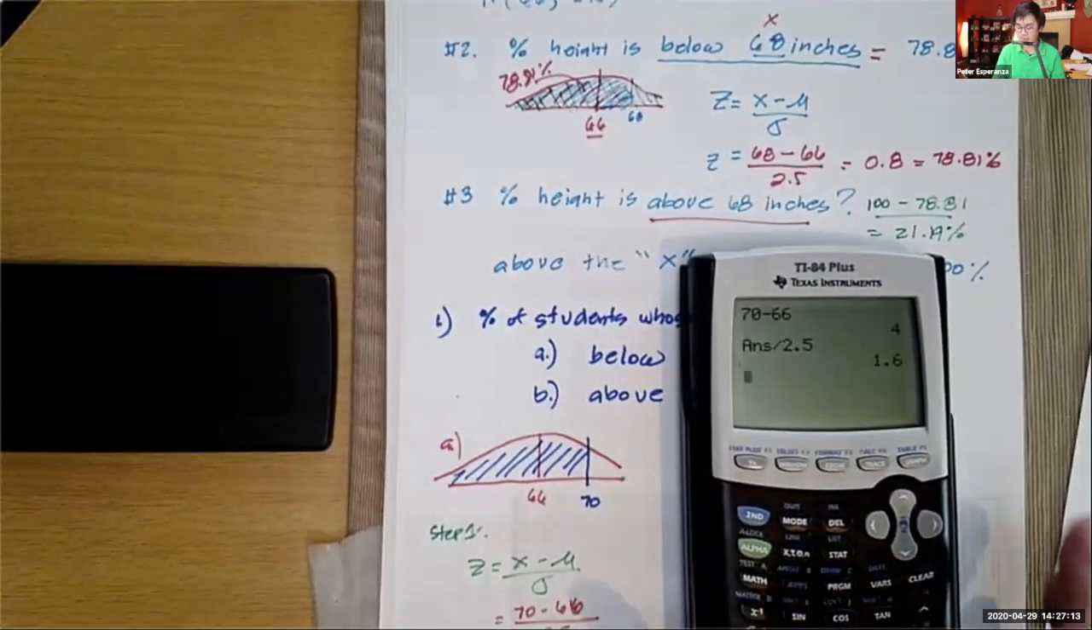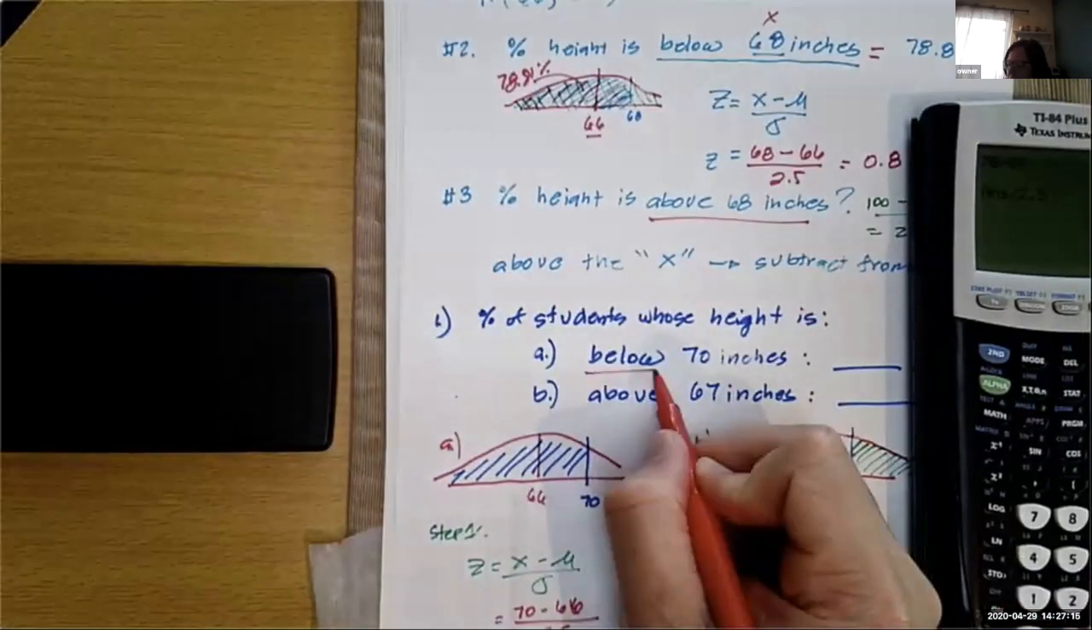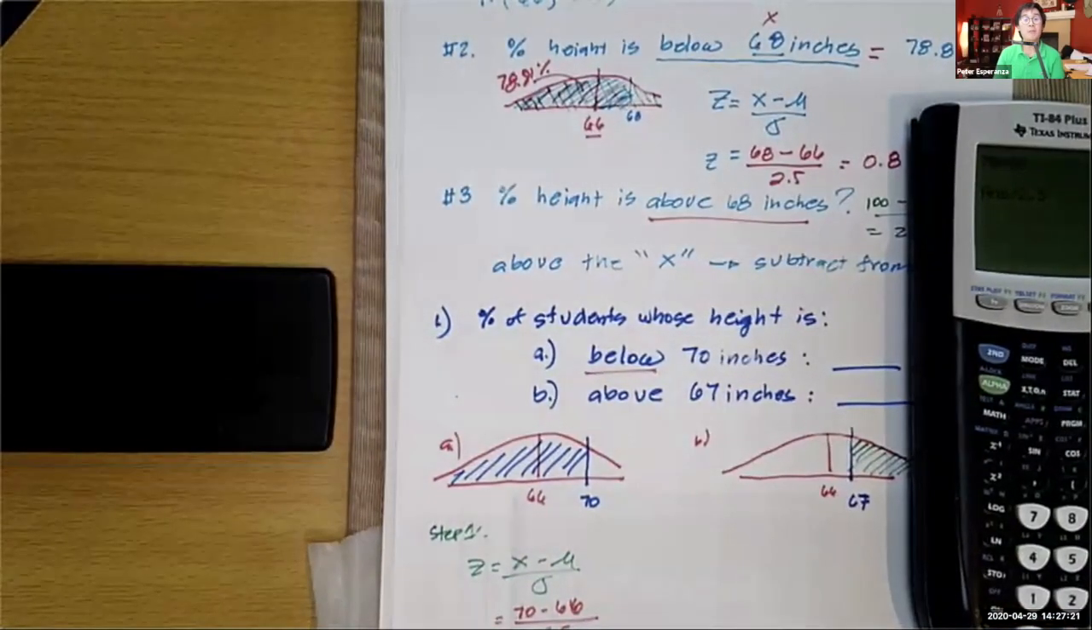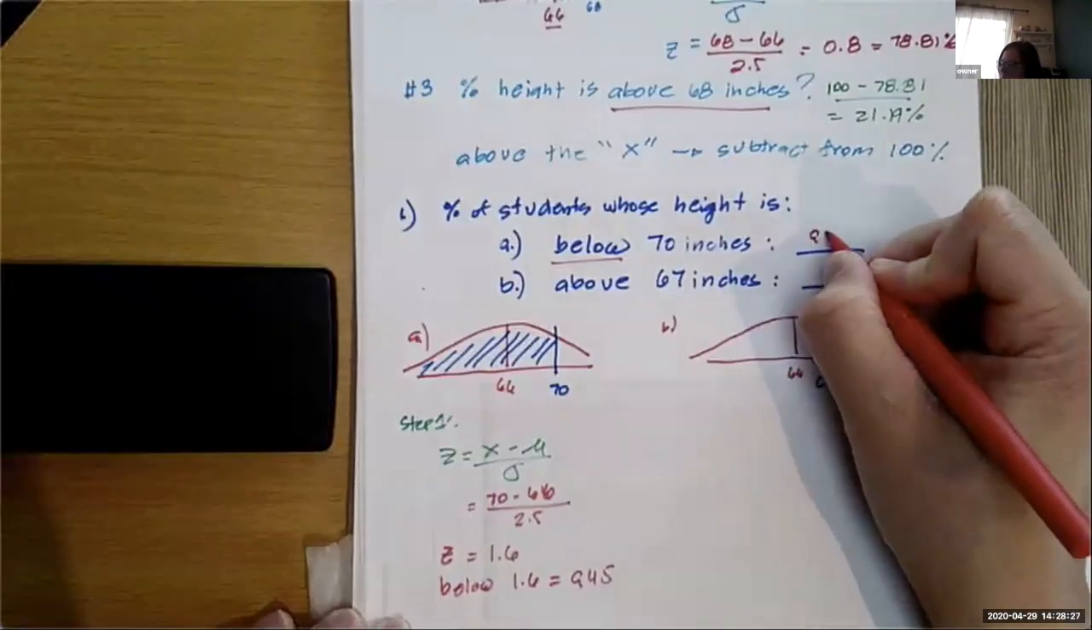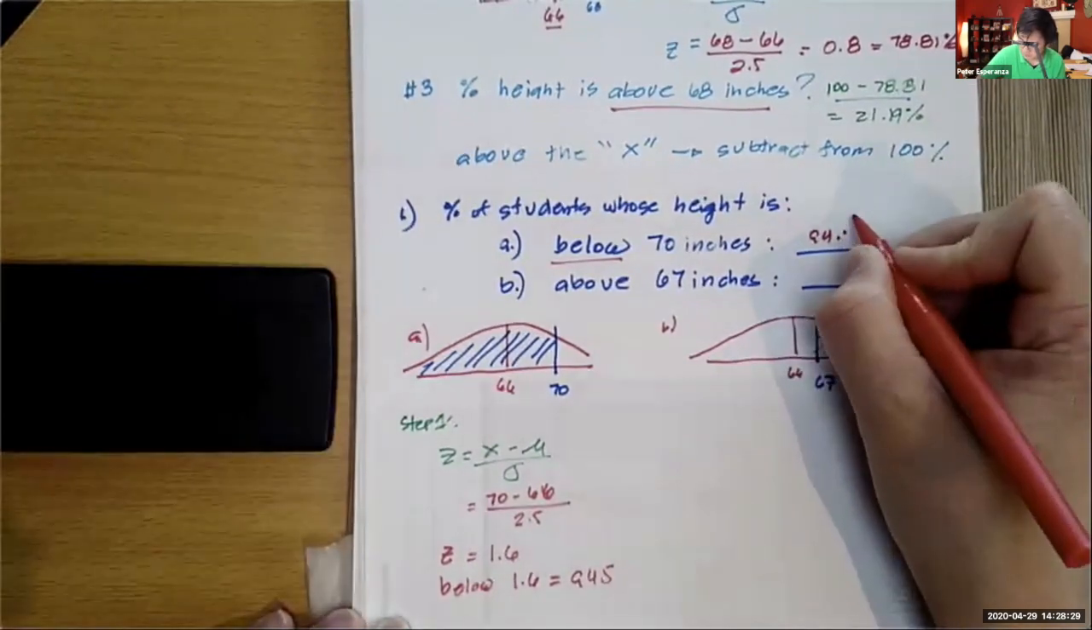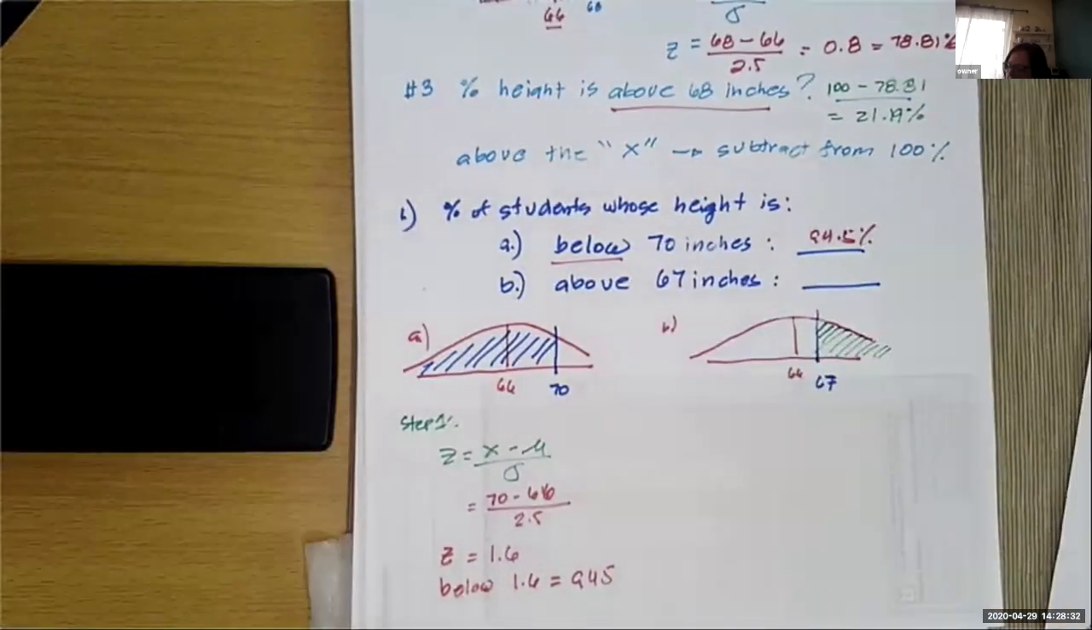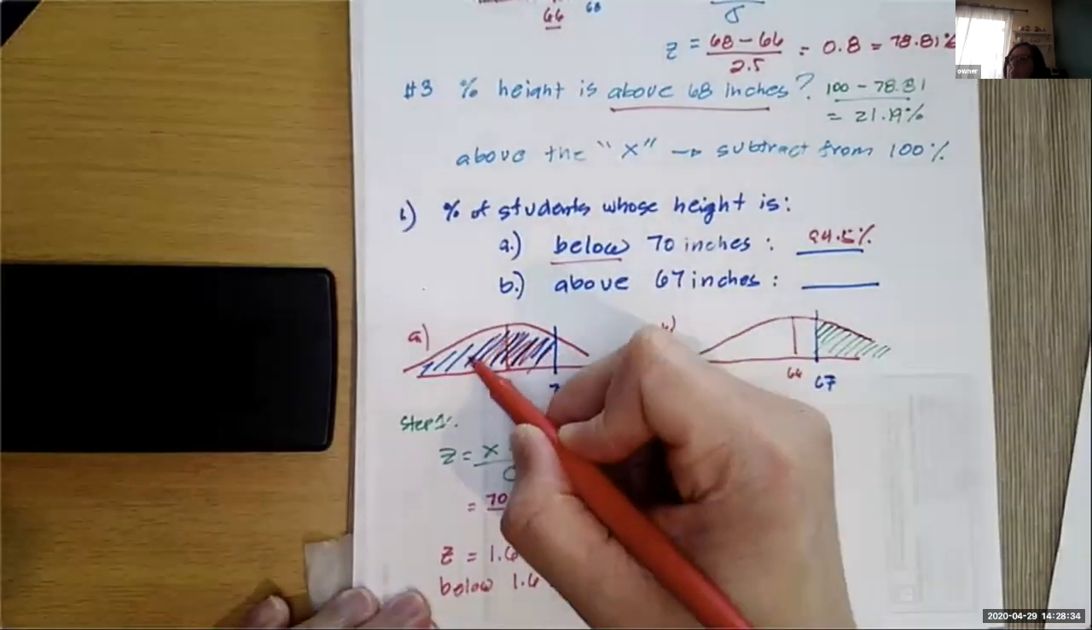Z-score is 1.6. Now, this is important. It says below. So it's below 1.6. That means whatever the value in your table, that is your area under the curve. Looking at the table, 1.6 positive. Are you seeing it? 94.52 right here. 94.5%. All right, which makes sense. It's about 50%, and this is 94%.